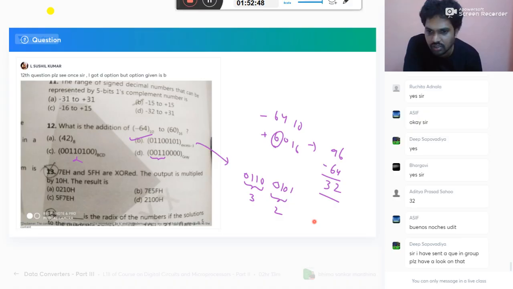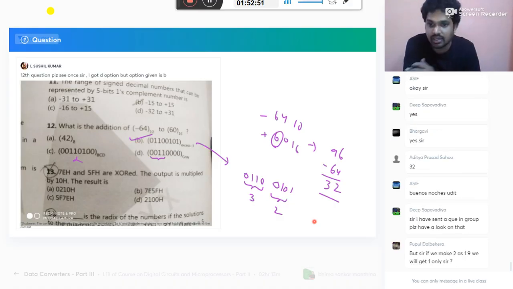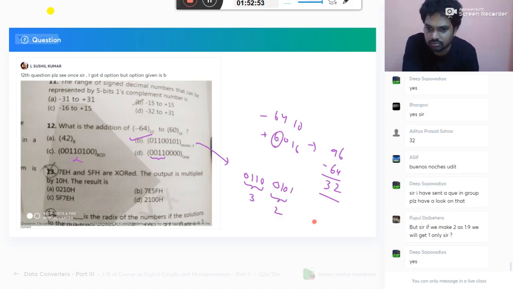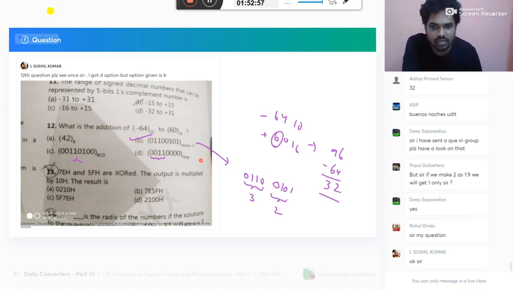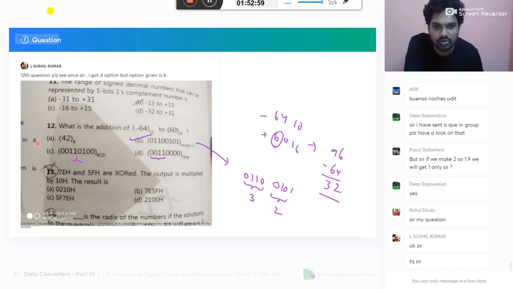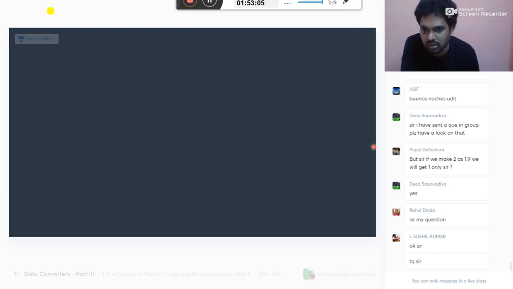Deep, where did you send it, in that group? Sorry, I forgot it. I will check it. Don't worry. People, just wait. Let me clear this Sushil doubt. Sushil, is your doubt cleared? Okay. So Sushil, tell me what is your doubt? Sorry, Sushil, Rahul, what is your doubt?